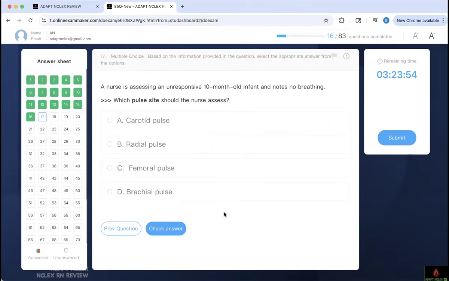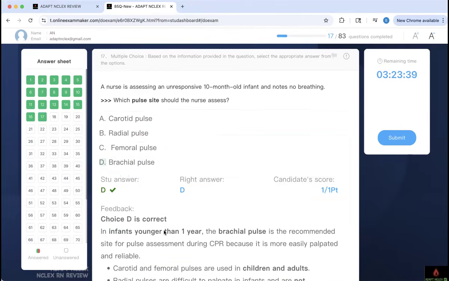Where do you check a newborn, a 10-month-old, less than a year? Where do you check their pulse when you're doing CPR? It's not cardiac. It's not the best one. Radial, you can feel it. Femoral, you can. Brachial is the best one.